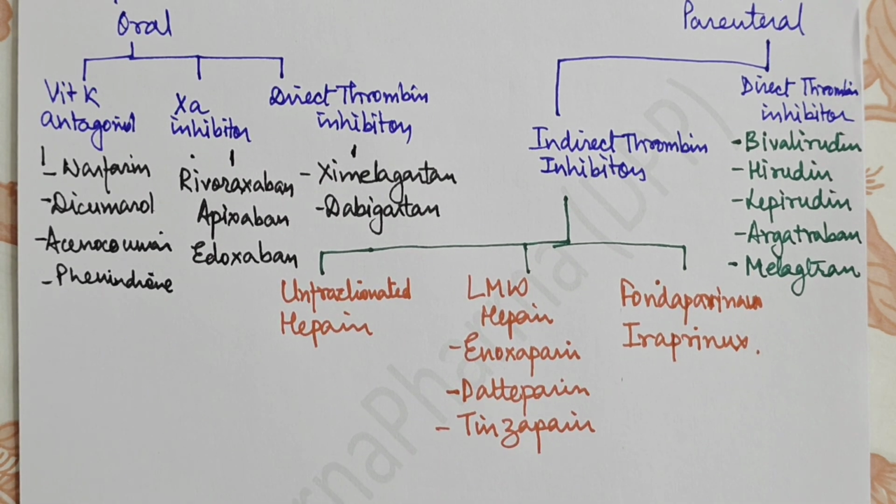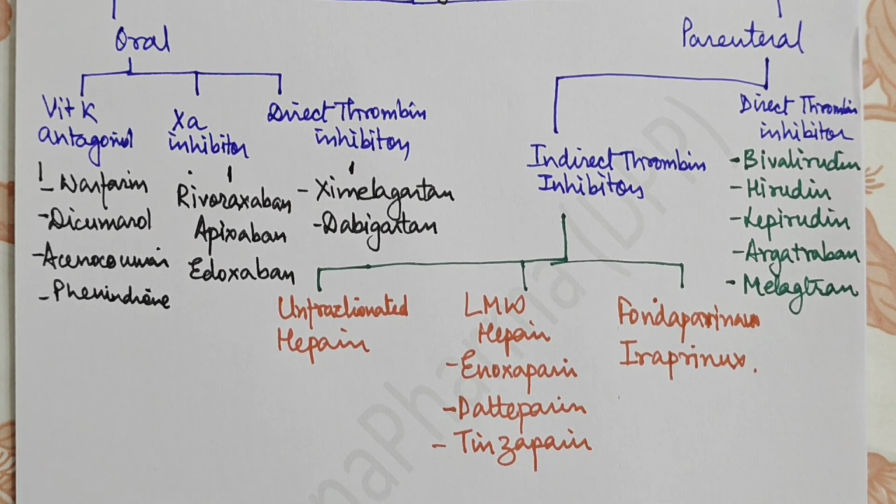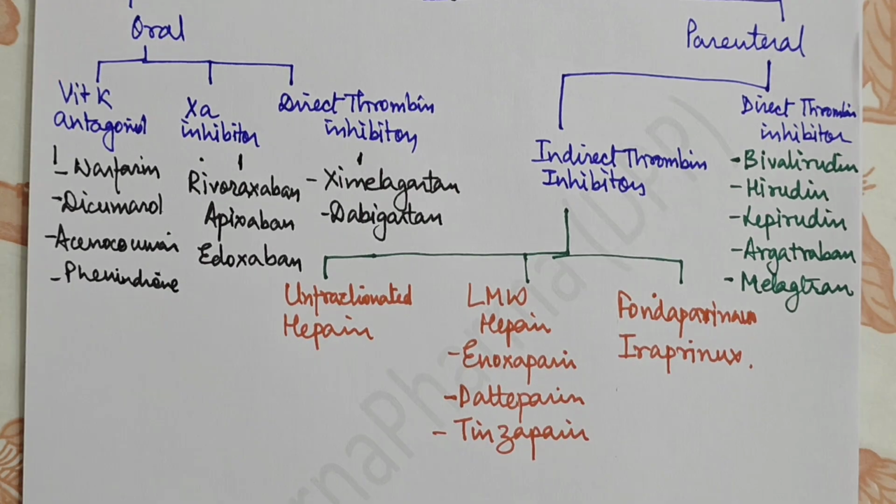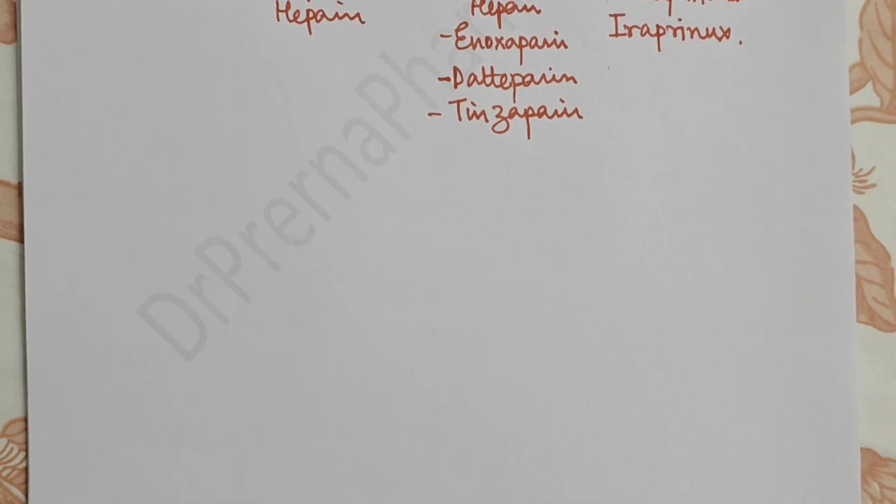We have oral and parenteral. You need to remember it, it is very important. In oral, we have vitamin K antagonist, 10A inhibitors, and direct thrombin inhibitors. In parenteral, we have direct thrombin inhibitors and indirect thrombin inhibitors. So please remember this. Now let's start the drugs one by one.